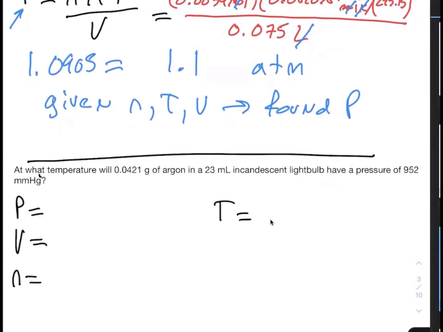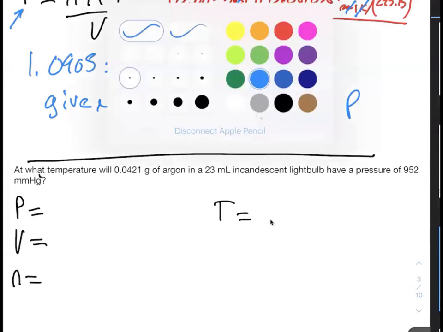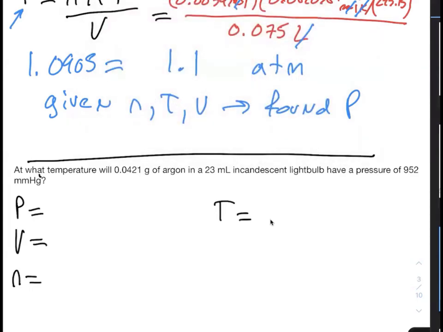Okay, so this one says, at what temperature will 0.0421 grams of argon in a 23 milliliter incandescent light bulb have at a pressure of 752 millimeters of mercury? I guess what you can see is this can be kind of tedious just with unit conversion sometimes. So let's see, my pressure is 752 millimeters of mercury. My volume is 23 milliliters. I don't have moles, but I have 0.0421 grams of argon. Can I find the moles? And obviously I'm trying to find the temperature.